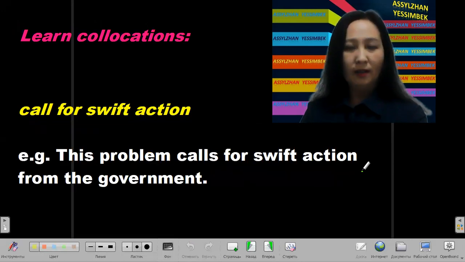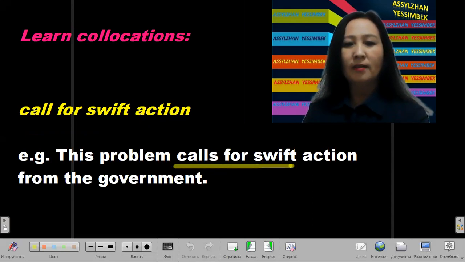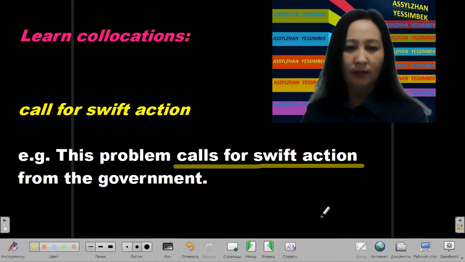And one more collocation is call for swift action. For example, this problem calls for swift action from the government. So swift action means very quick action. This problem needs very quick action.